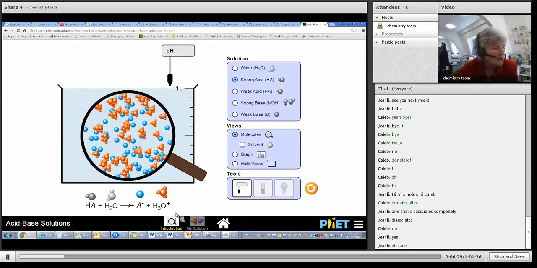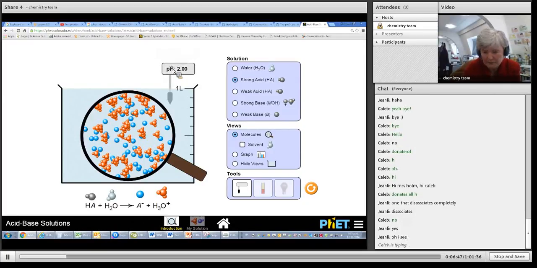Right, so if I looked at the pH, if I've got lots of hydronium ions present, I get quite a low pH. Now, do you know how we calculate pH? What is the formula for pH?